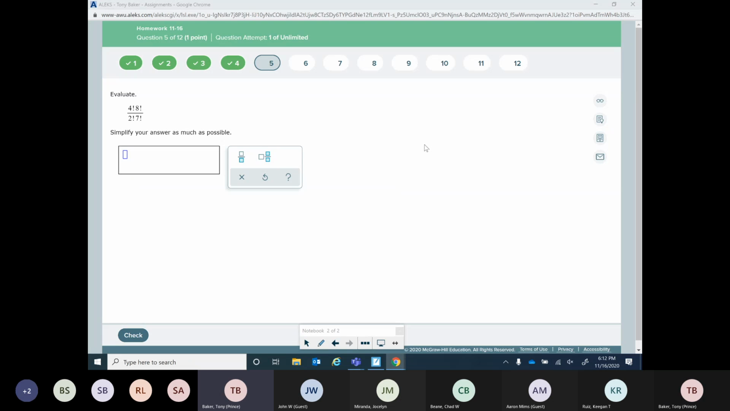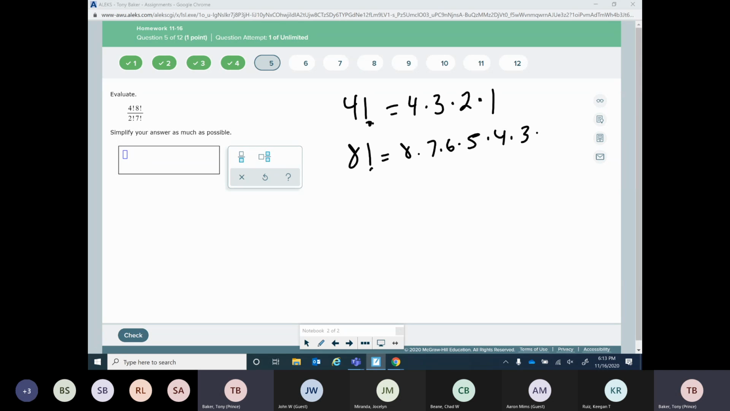Factorials. So factorials are a shortcut to writing multiplication. So 4 factorial is 4 times 3 times 2 times 1. So 8 factorial is 8 times 7 times 6 times 5 times 4 times 3 times 2 times 1.